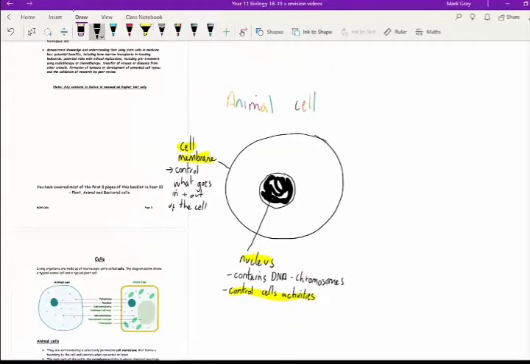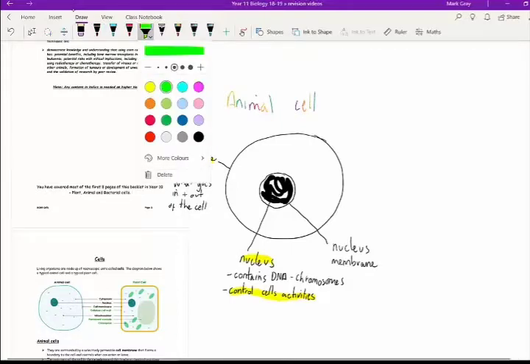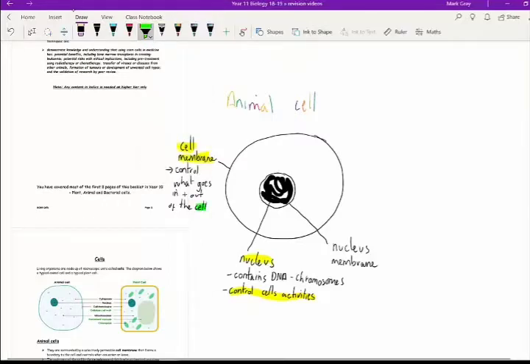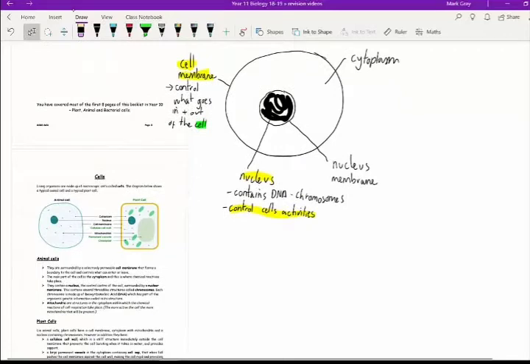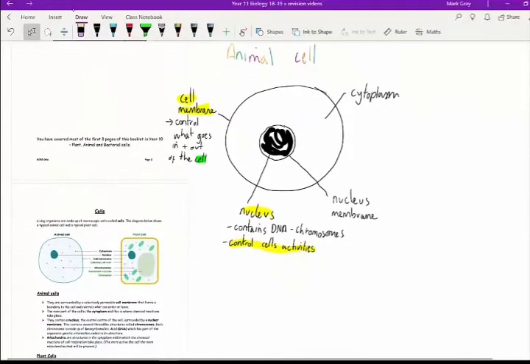Now, as well as that, around the outside of that, we have got a nuclear membrane. Like the way that the cell membrane controls what goes in and out of the cell, the nuclear membrane controls what goes in and out of the nucleus. The next little bit then is the cytoplasm. Some important reactions go on in here. So cytoplasm is simply where chemical reactions take place.